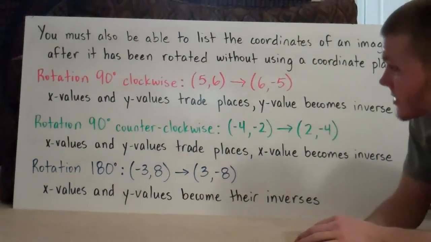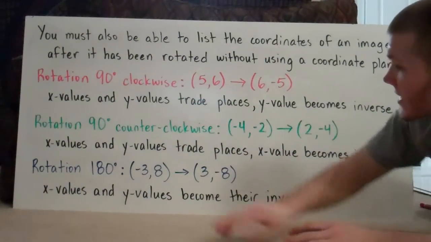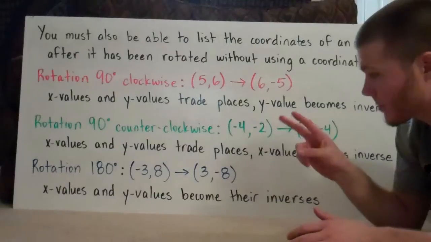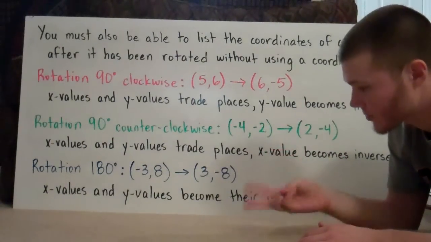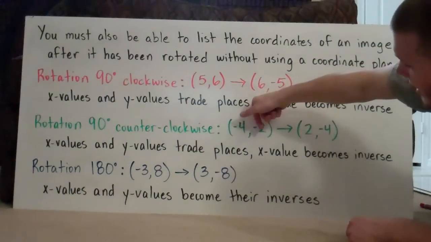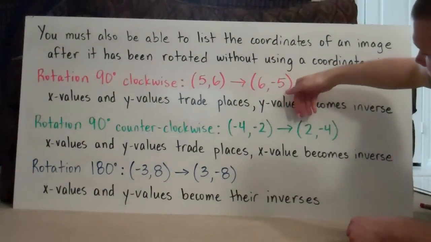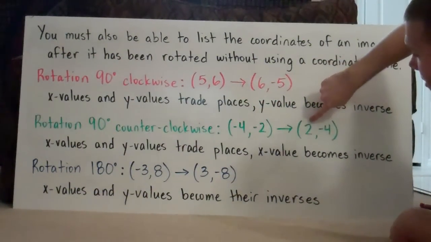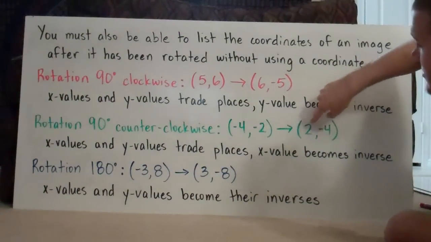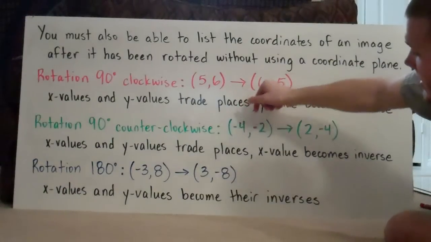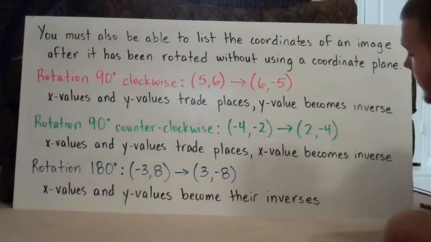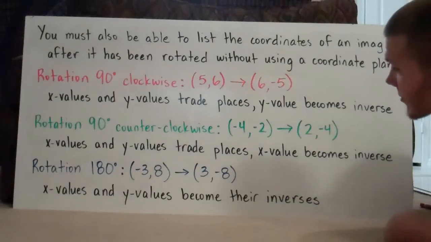Alright? When you rotate an image 90 degrees counterclockwise, you do the same thing when you have to trade places with the x and y values. So -4 and -2 are going to flip-flop so that we get -2, -4. But the x value is going to become its inverse. So instead of, when you flip-flop these, getting -2, -4, we get +2, -4. Alright, so the x value becomes the inverse.